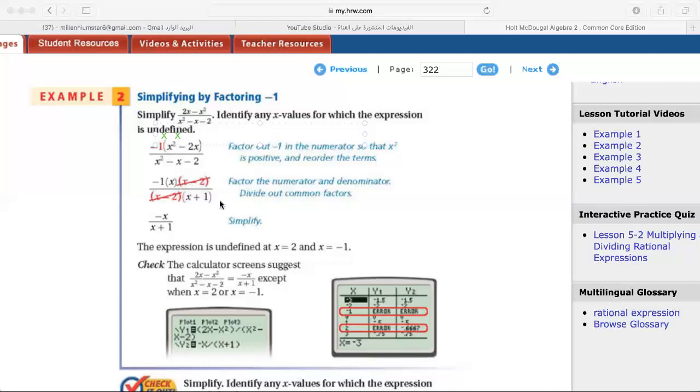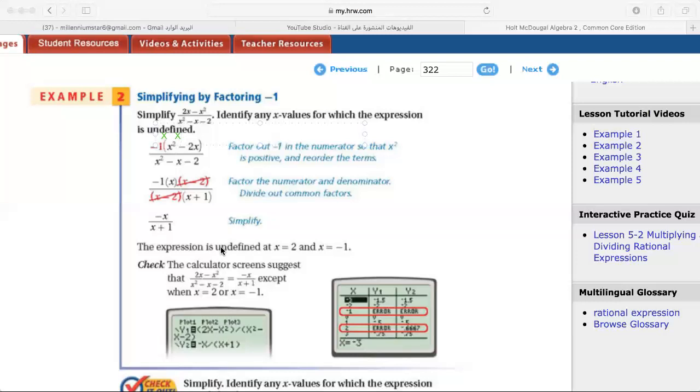What is the value of x here? When x plus 1 is 0, the value of x will be -1. So the expression is undefined when x is equal to -1. And don't forget that I had a term that was cancelled here, x minus 2, so the value of x was 2. So the expression is undefined at x equals 2 and x equal to -1.